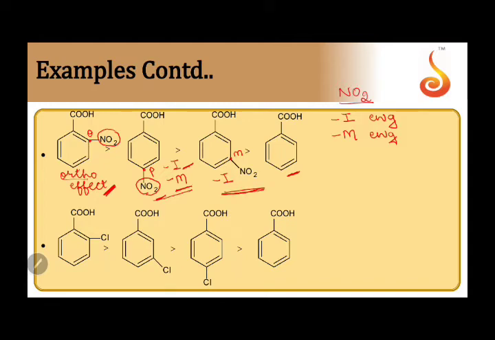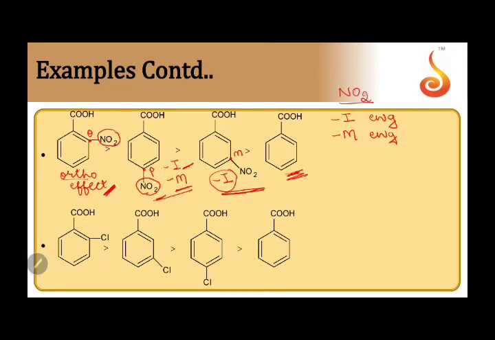Here, there is only one effect seen. It's electron withdrawing only through inductive effect. Hence, this has come third. In the last compound, that is benzoic acid, there are no substituents. There is no electron withdrawing. Hence, it comes in the last.